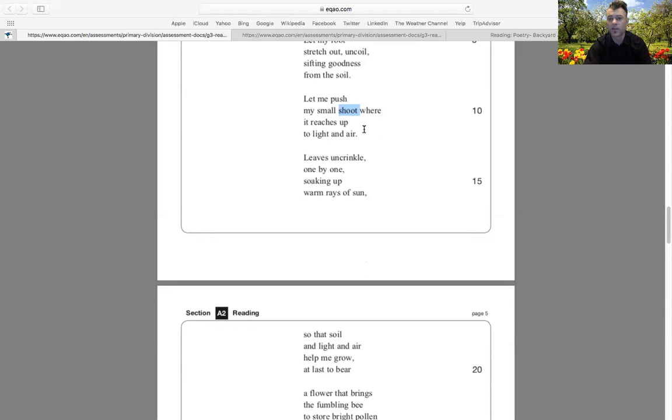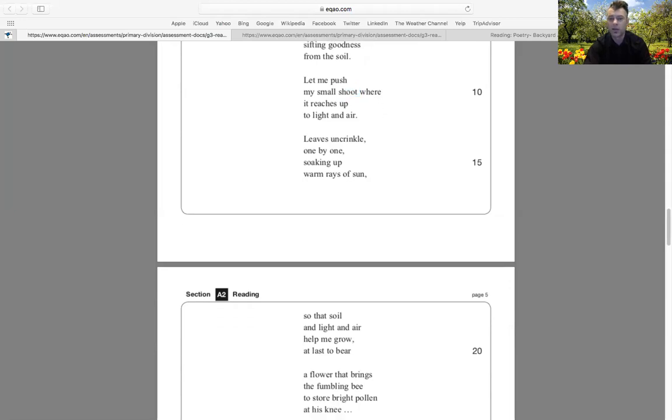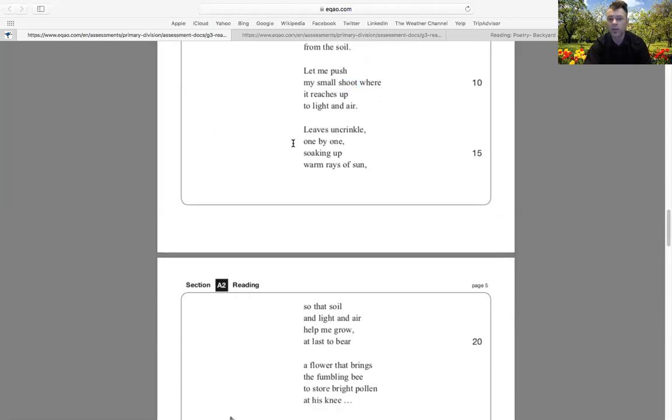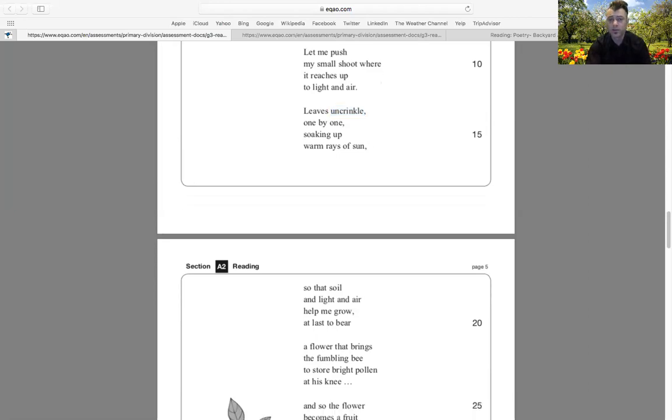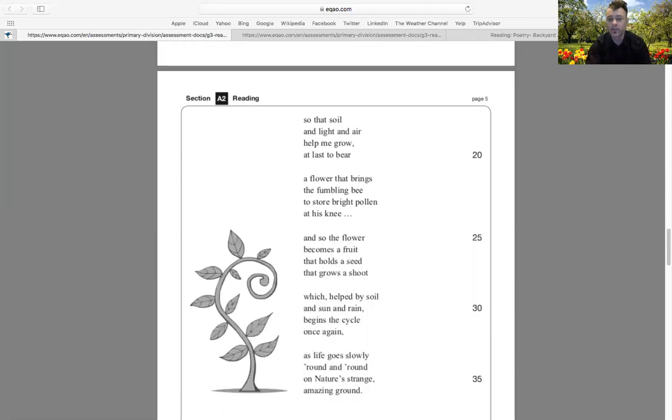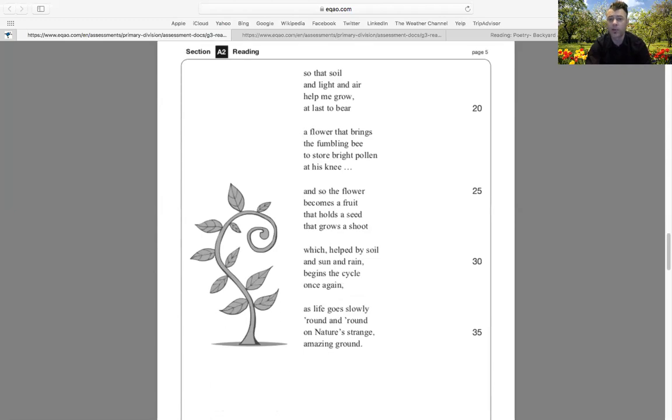So we're going to look for any words that we might not know. Leaves uncrinkle one by one, soaking up warm rays of sun. Well, we know what crinkle means. It means like when you crinkle up paper, you smush it. Uncrinkle means to unsmush. It turns bigger. Soaking up warm rays of sun so that soil and light and air help me grow at last to bear.